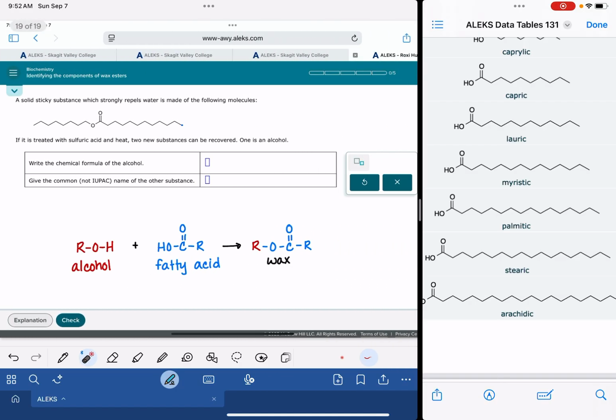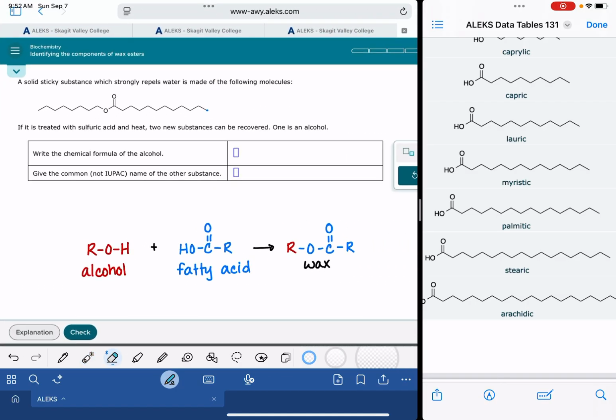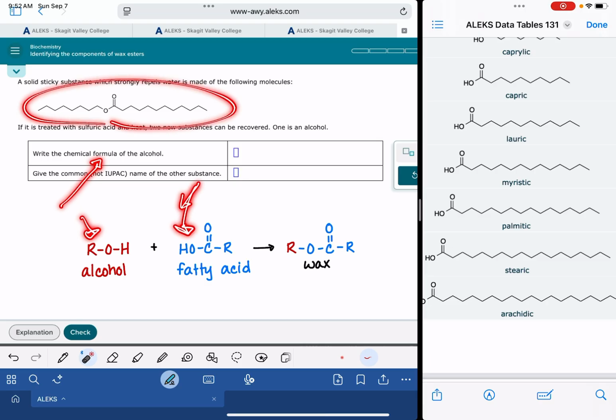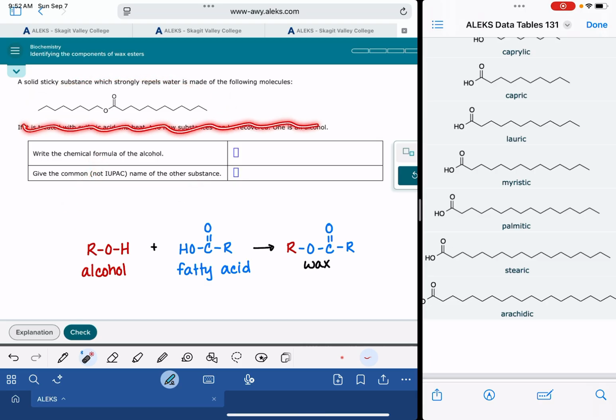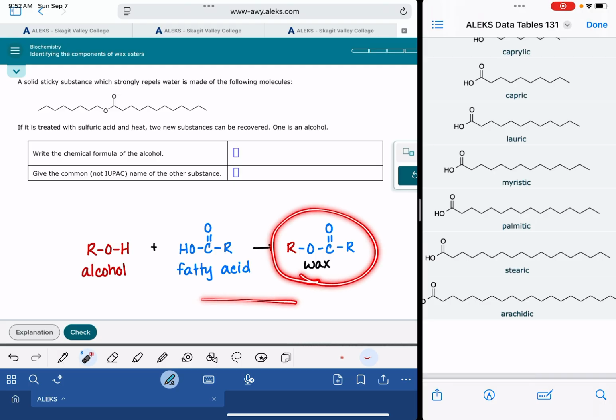This one is just basically the same problem in reverse. It's going to give us the structure of a wax, and it's asking us to identify the structure of the alcohol and the fatty acid that were used to generate that wax. There's a little bit of a story here that varies from one problem to the next, but it doesn't matter. You don't have to pay attention to that. So this problem, like I said, we're just working in reverse. We're starting with the wax and we're working our way backwards to the alcohol.